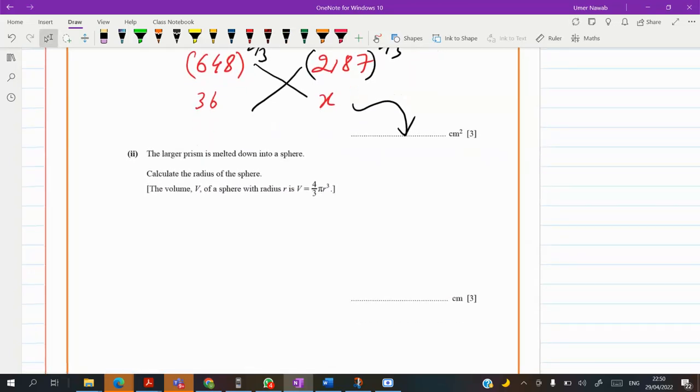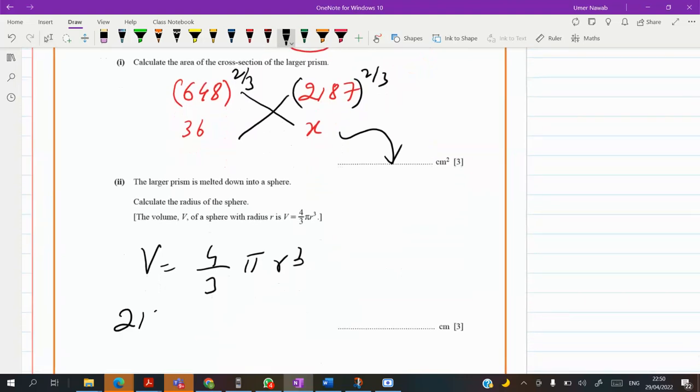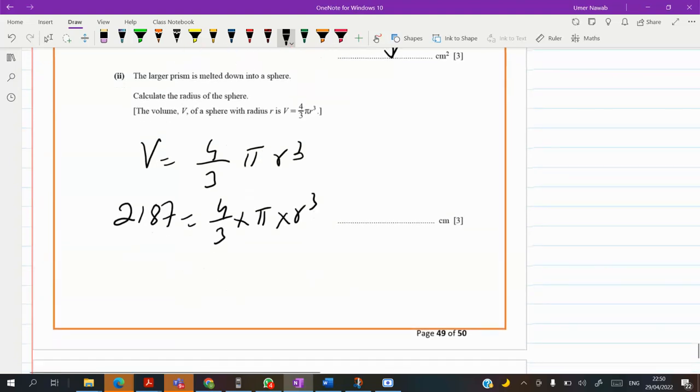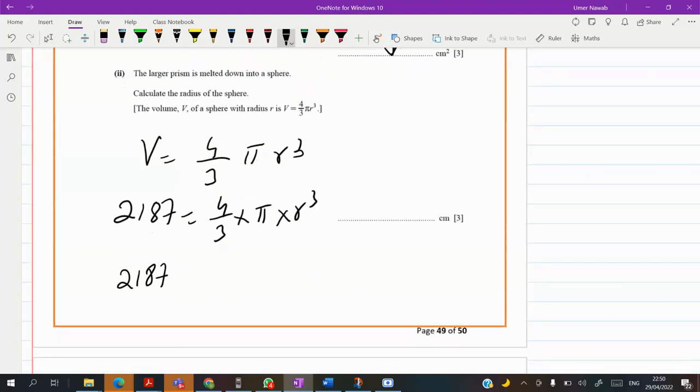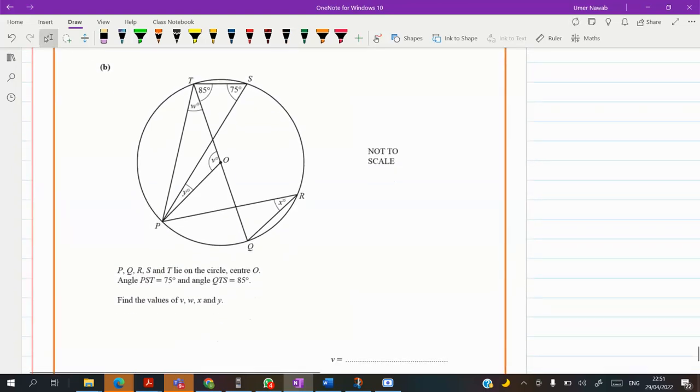Larger prism is melted down into the sphere. So the volume is 4 over 3 pi r cubed. He will always provide you the volume of a sphere formula. So the volume of a sphere, larger prism. Where is the larger prism? The larger prism volume is 2187. 2187 is equal to 4 over 3 times pi times radius cubed. Send everything to the other side. So 2187 times 3 divided by 4 pi, and then take the cube root to get the radius and write the answer. Last question, guys, then I'm done.